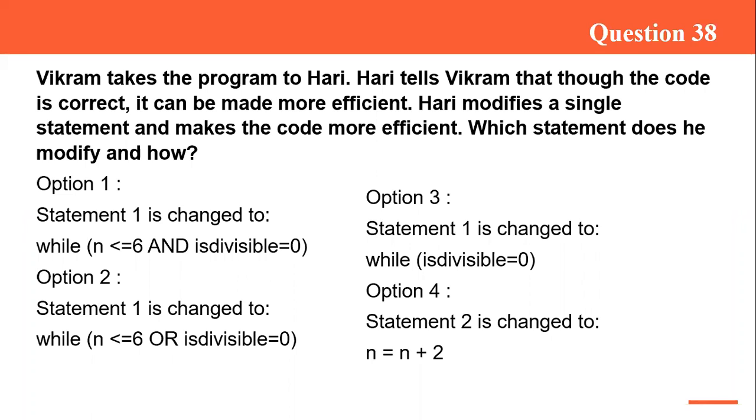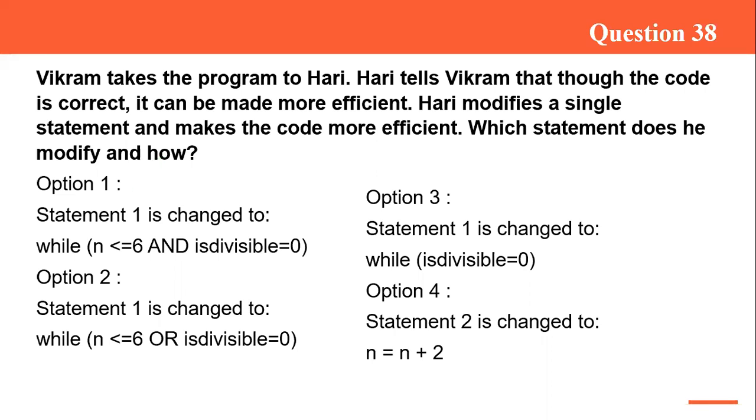So yeah, what is it? Option 1. Is it so? Yes, exactly. Why? Because when n is less than or equal to 6, we keep doing the loop. But if I find one factor, I can stop it, right? If I don't find a factor, I should keep doing it. If I find the factor, I have to stop it. If is divisible equals 0 only, we keep doing it. If is divisible is not 0, I need to stop it. So answer is option 1.